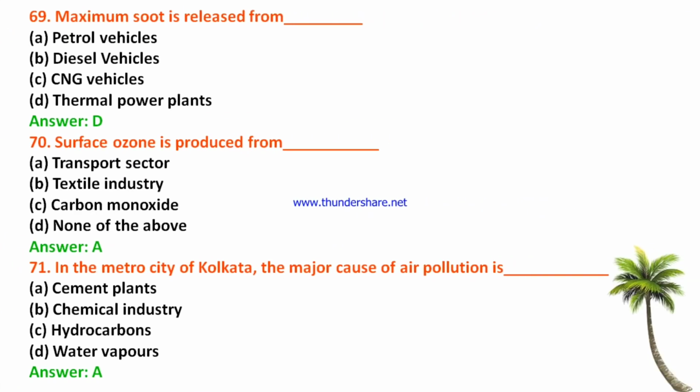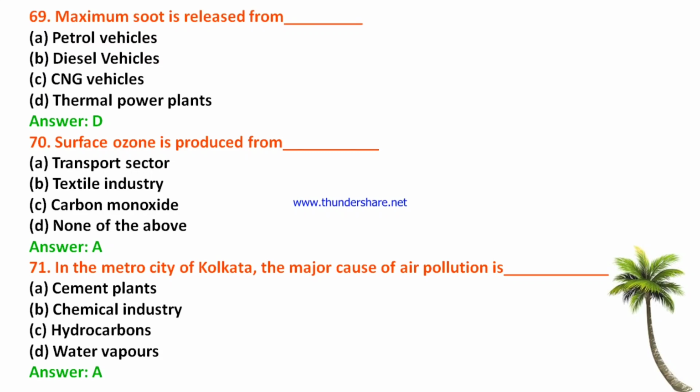Next, number 69. Maximum soot is released from petrol vehicles, diesel vehicles, CNG vehicles, or thermal power plants? The maximum soot is released from thermal power plants. Next, surface ozone is produced from the transport sector, textile industry, carbon monoxide, or none of the above. And the right answer is the transport sector. Surface ozone is produced from transport sectors.